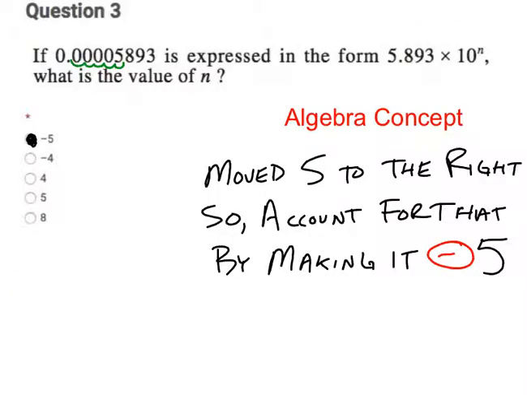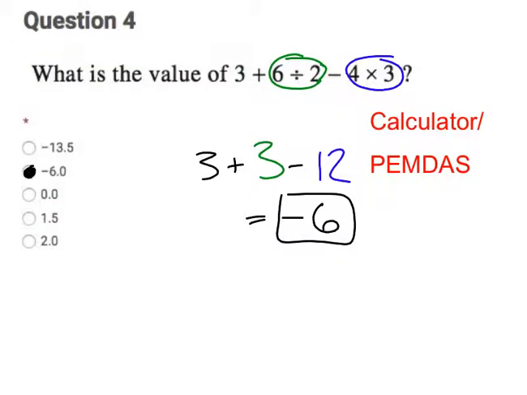Question number 3. I have moved my decimal 5 places, but I moved it to the right. So to move it back, I'm going to account for that by making that a -5. Negative powers move the decimal to the left. So -5 is my answer for question number 3.